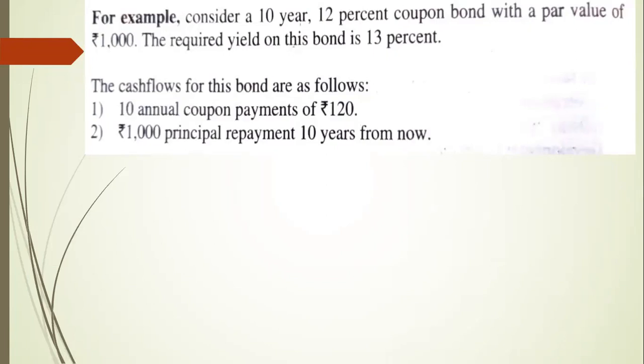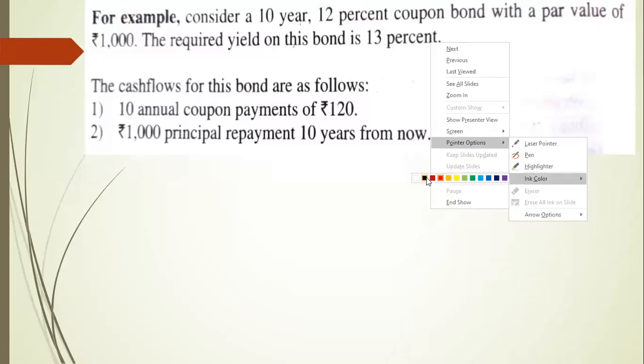Let's see that. If you see the cash flow for this bond, they are as follows: 10 annual coupon payments of rupees 120, that is 12%, and rupees 1000 principal repayment 10 years from now. So before going to the calculation, we should know the formula for calculating bond value.